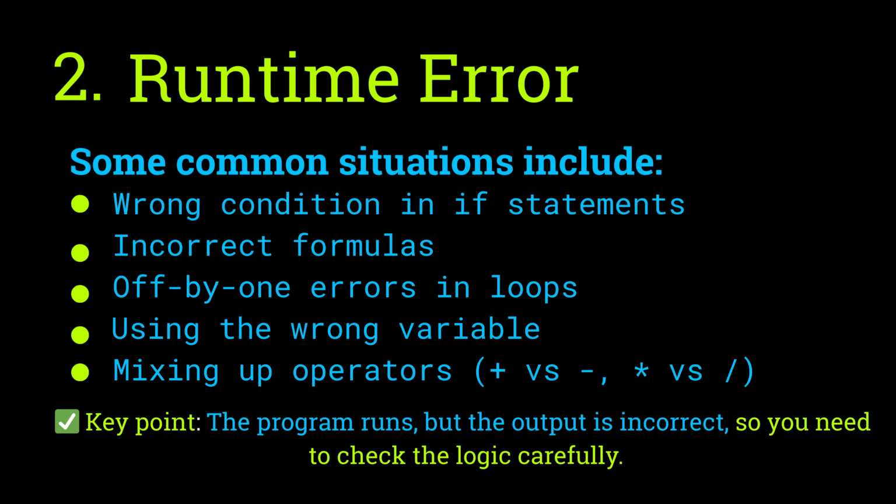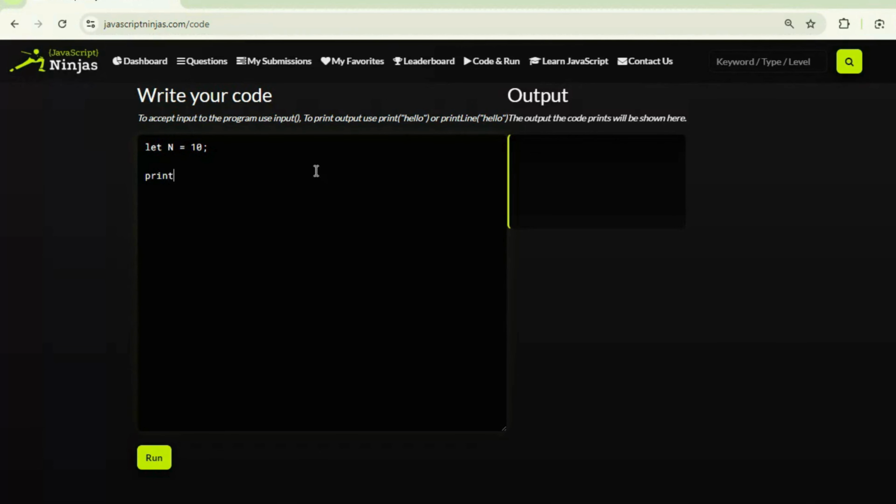Runtime error: this happens while the program is running. Here the syntax is fine, but n is a number and numbers don't have a method called toUpperCase. That's why JavaScript throws a type error while running the code.